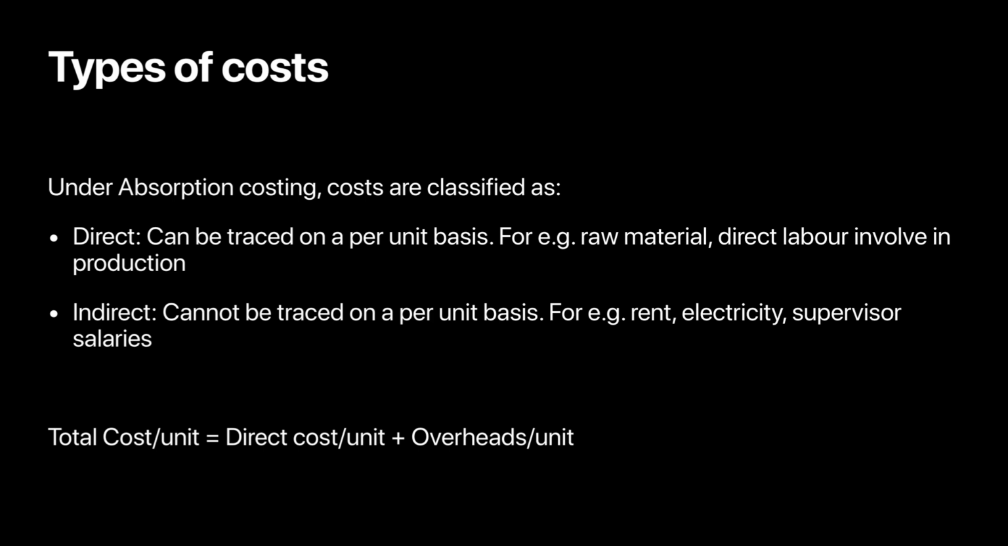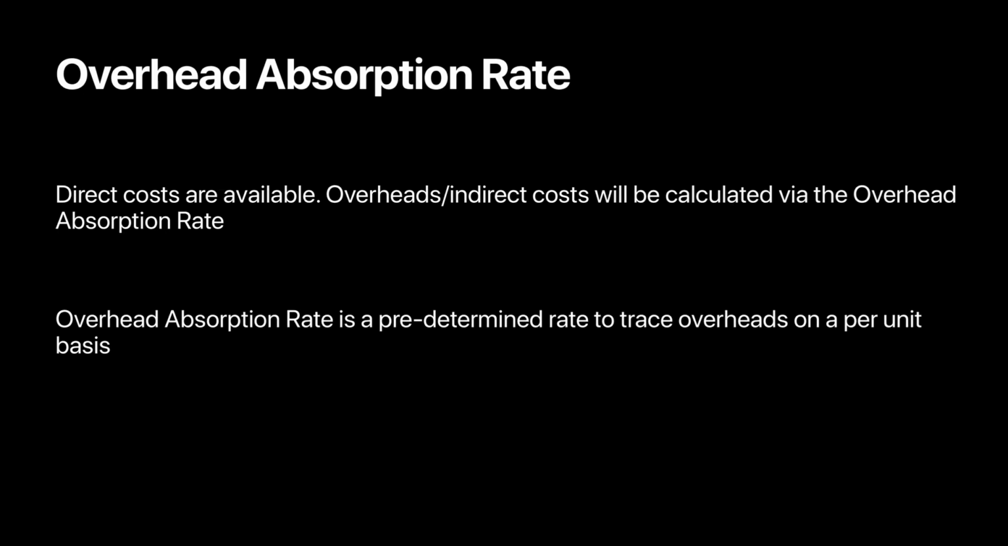Now this leads to our next problem that we will discuss under absorption costing. Firms can calculate direct cost per unit, that will be available. You would have this information, how much would be the cost of raw material per unit. You would again know the cost of labor per unit. That is something that managers would always have. Now what is not available to managers is how to calculate the overheads or indirect cost on a per unit basis. You would not know rent per unit, you would not know electricity per unit, you would not know supervisor's salary per unit. So that is something that managers would have to calculate.